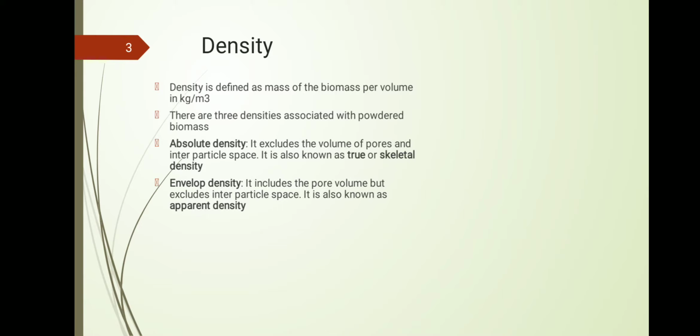Then another one is envelope density. In this, interparticular space is excluded, but it includes the pore volume. So they include pore volume, but they exclude interparticular space. Like that we can determine the density. So that is known as the envelope density. It is also known as apparent density.